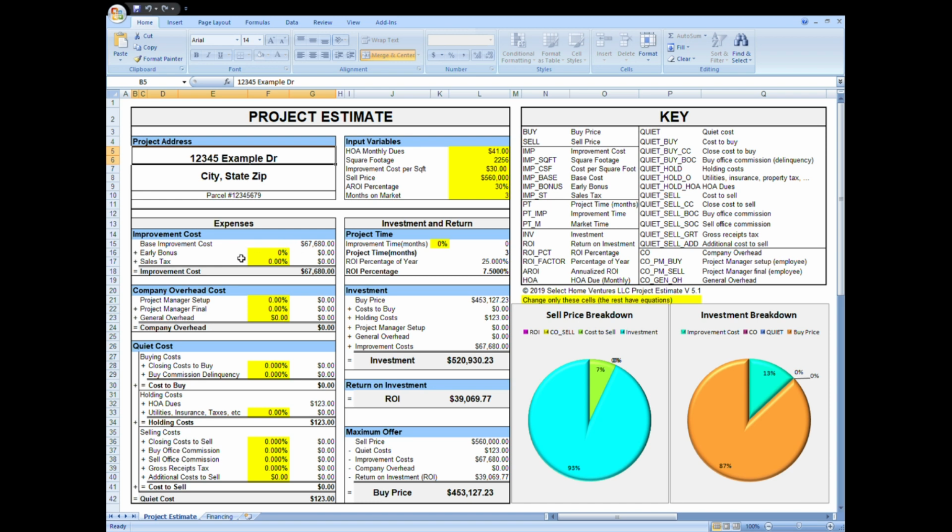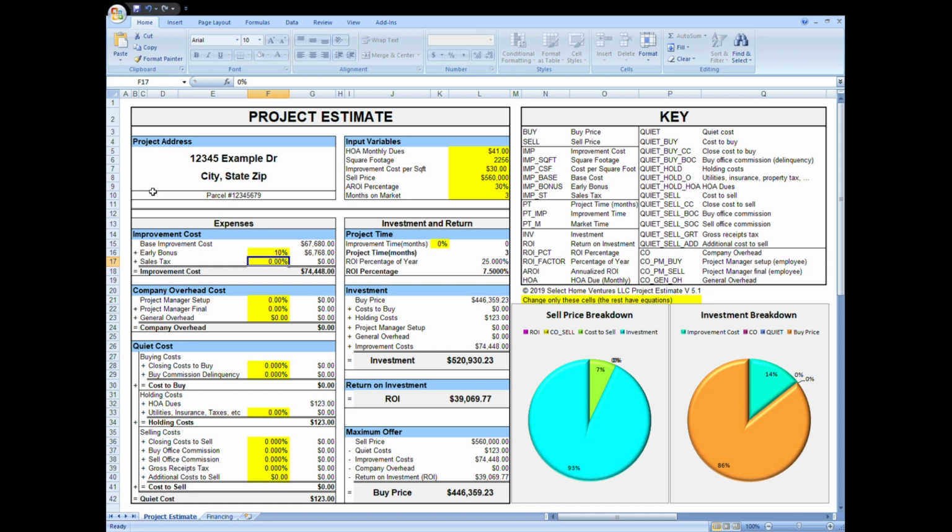The next input is early bonus. We have found it difficult to enforce a penalty for construction not finishing on time. But when we introduced a bonus for finishing on time, we saw results. The contractors bump other projects to finish ours first because of this pure profit incentive. We always offer at least 10% bonus to our contractors. Our example is 10%.